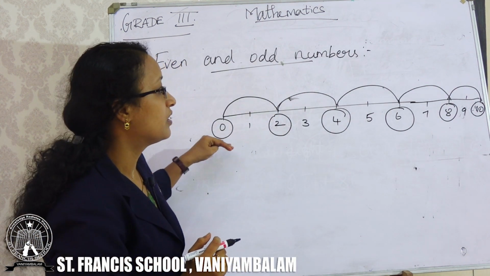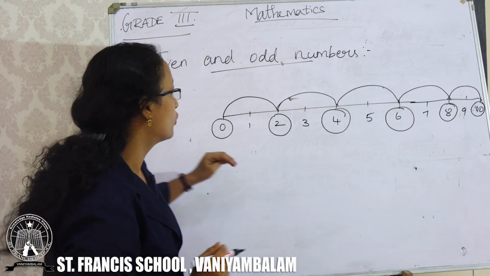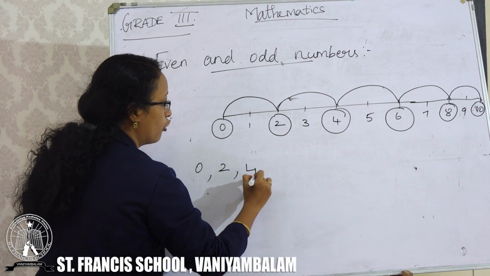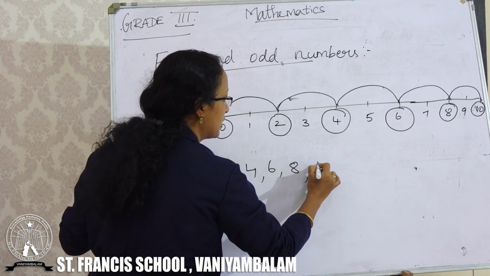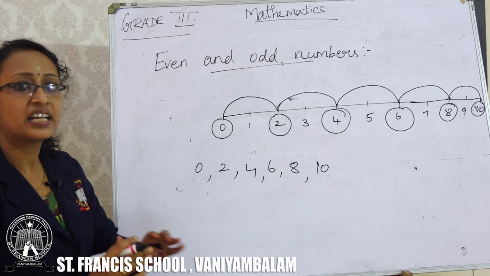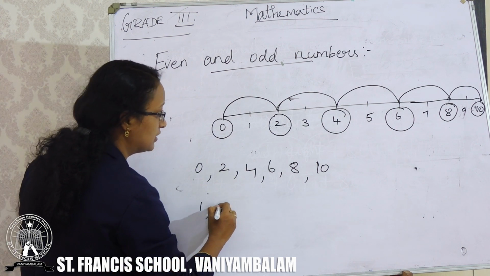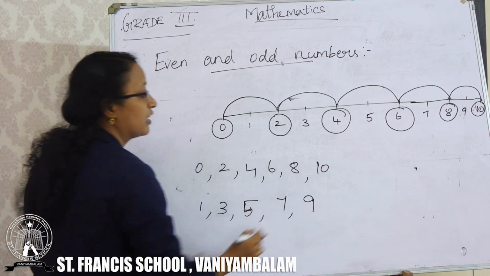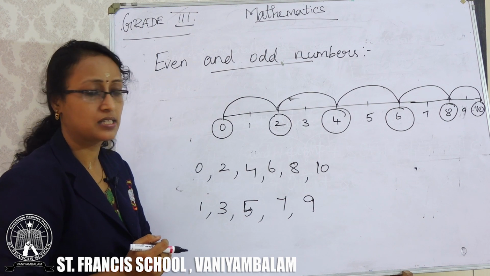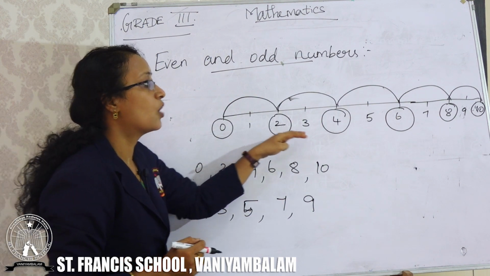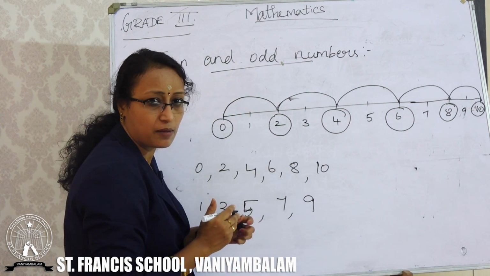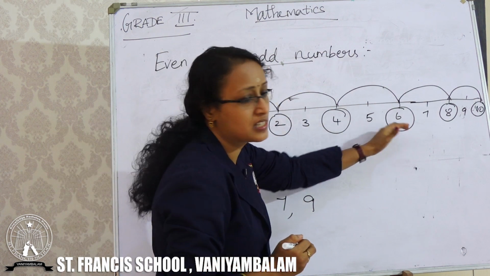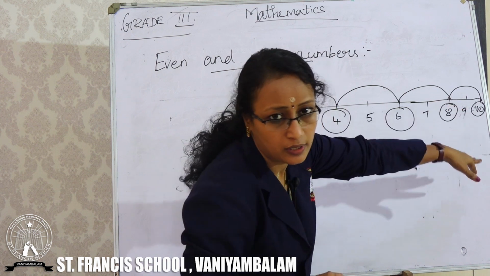I have circled. We are skipping the numbers counting by twos. So how will you write this? Here 0, 2, 4, 6, 8 and 10 are even numbers, and 1, 3, 5, 7, 9 are odd numbers. Got it? Here we are skip counting by twos and you will start from 0. So 0 to 2 and 2 to 4, 4 to 6, 6 to 8 and 8 to 10.